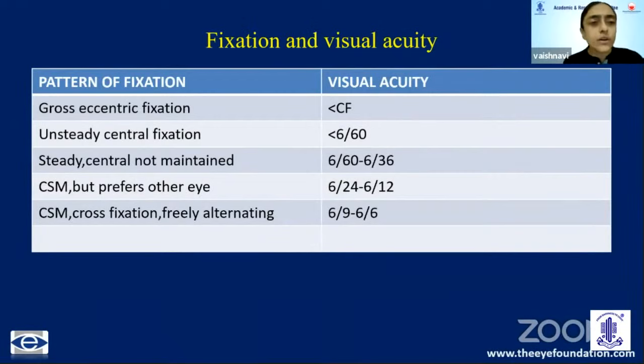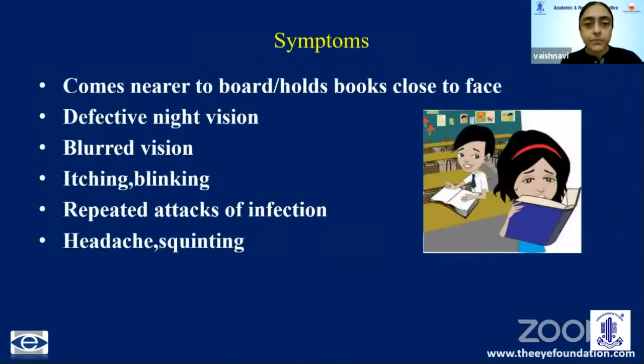If the child has a gross eccentric fixation, we can assume the visual acuity is as poor as counting fingers. If it is steady, central, but not maintained, it can be as low as 6/60 to 6/36. If it is central, steady, maintained fixation, and freely alternating between the two eyes, the visual acuity is as good as 6/9 or 6/6.